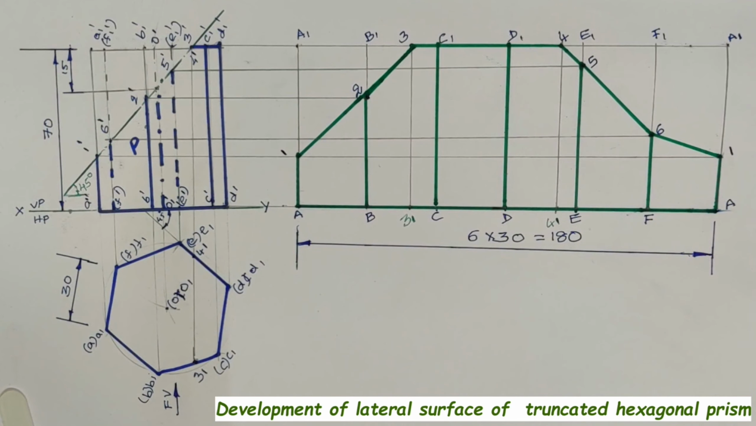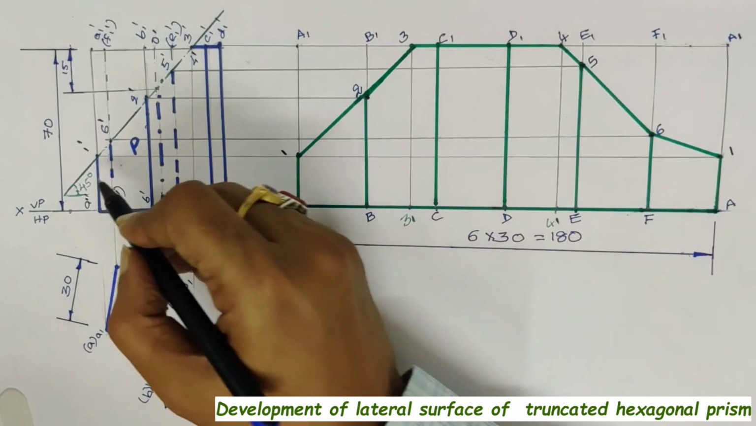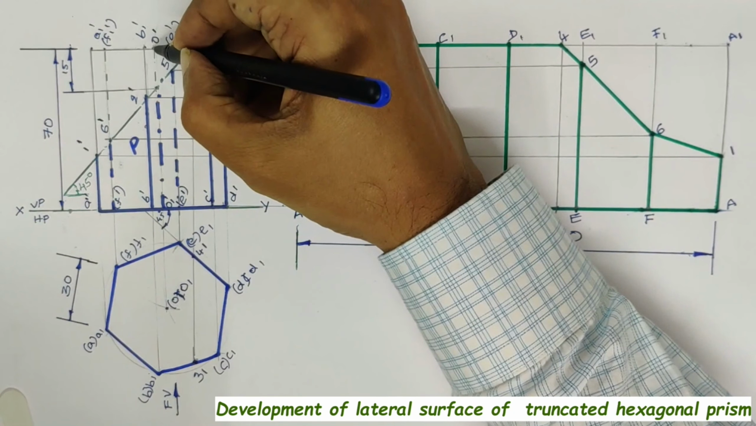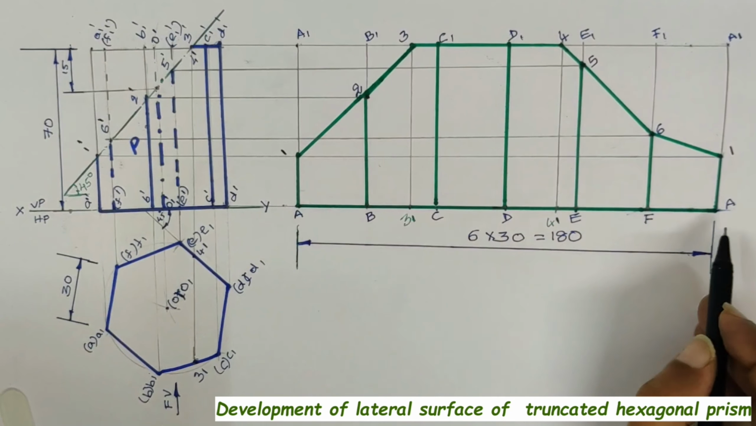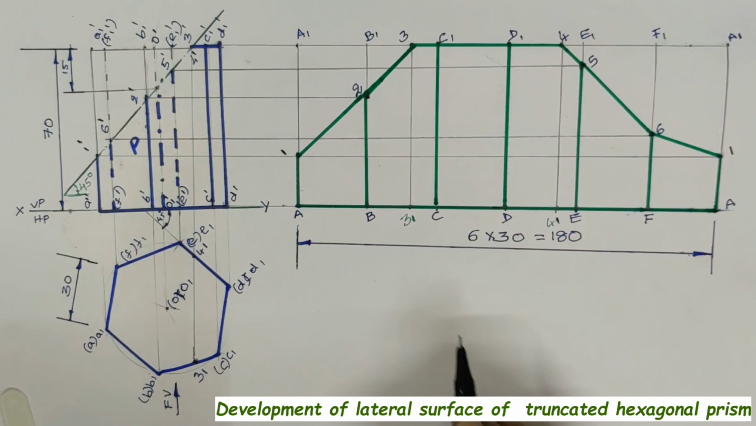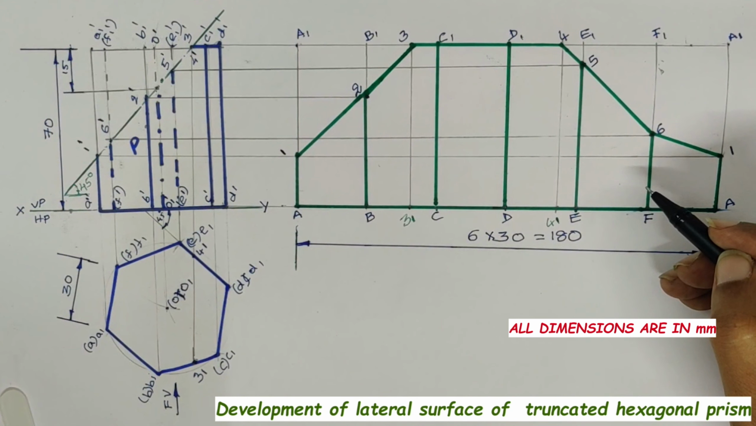Now we will see the dimensioning details. Here the base side length of the hexagonal prism is 30 mm, axis height is 70 mm and the auxiliary inclined plane is passing through the axis at a distance 15 mm from the top end of the axis, and the perimeter of the hexagonal prism's base is 180 mm. Here all dimensions are in millimeters. This is the required development of lateral surface of the truncated hexagonal prism.